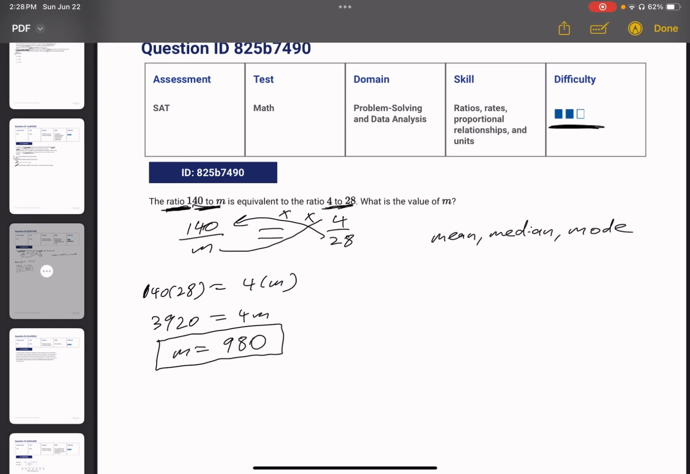For instance, I can't set 140 over m equal to 28 over 4. It has to be 140 over m, so this is not going to be equal to 4 over 28. This isn't mathematically correct. I would have to set m over 140 equal to 28 over 4. I would have to flip both. I can't flip one and not the other.